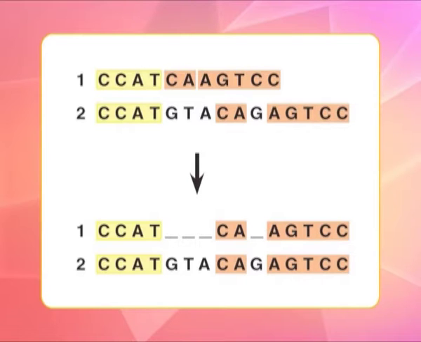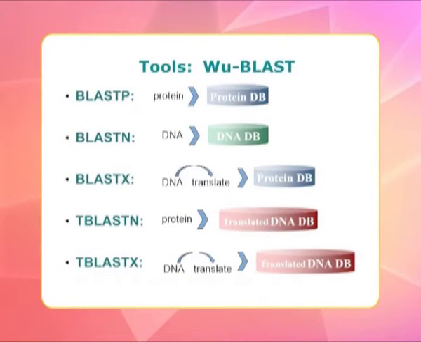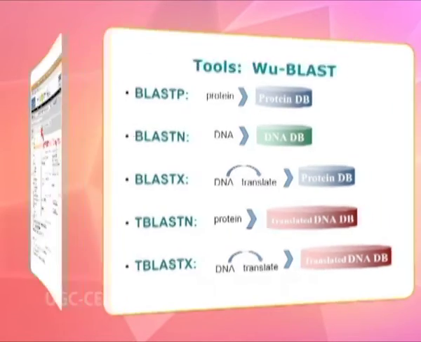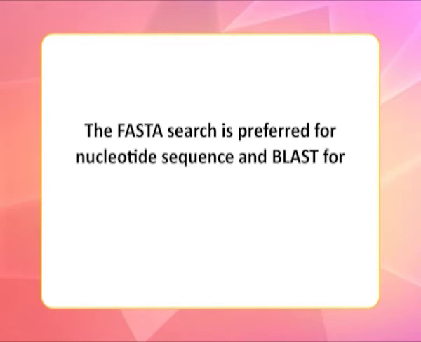Step 3. Find similar sequences in the database. Search the database of your choice using the BLAST search program. There are 5 types of BLAST programs available depending upon the nucleotide or amino acid sequence. Moreover, the FASTA program is also available for searching. The FASTA search is preferred for nucleotide sequence and BLAST for protein sequence.